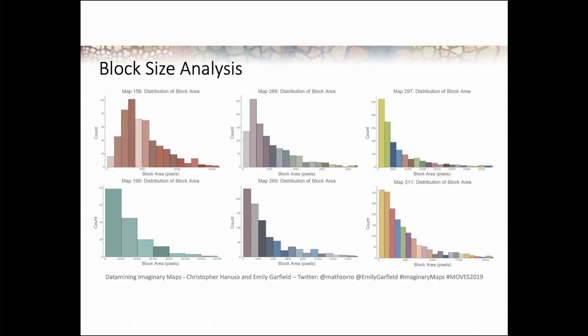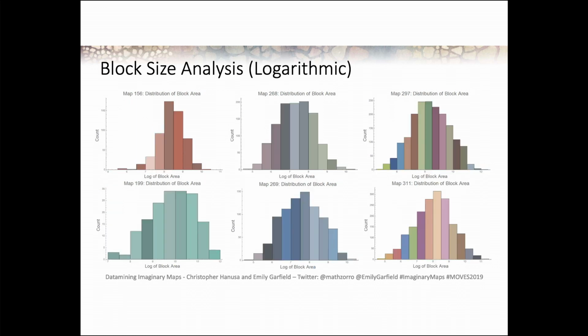And so let's say you wanted to look at the block size. So here are 6 different pictures. And for the 6 different pictures, this is a histogram of the sizes of the blocks that there are. So if you take the log, instead of looking at the size, but you look at the log of the size, you can actually see a pretty striking similarity in terms of the block sizes that appear in the maps. They seem pretty normal. So I thought that was an interesting takeaway.